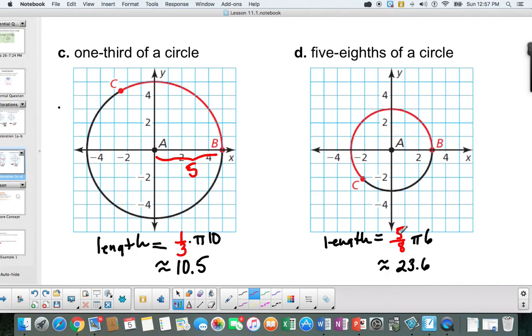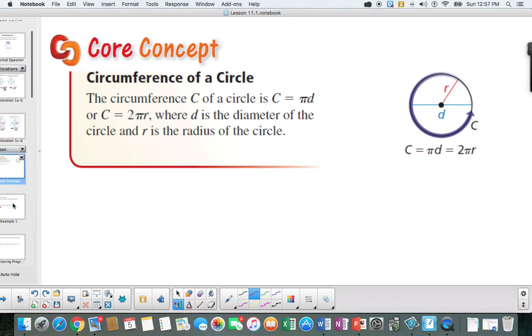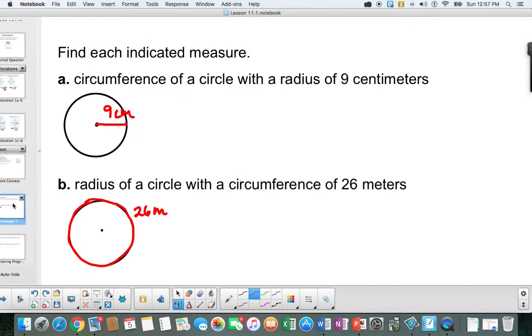I want 5/8 this time, 5/8 of pi d. Again, the radius is 3, so I know that the diameter is 6, and I get about this answer. So what I've been using is the circumference formula, C equals pi d or C equals 2 pi r. All right, let's go ahead and do a problem.